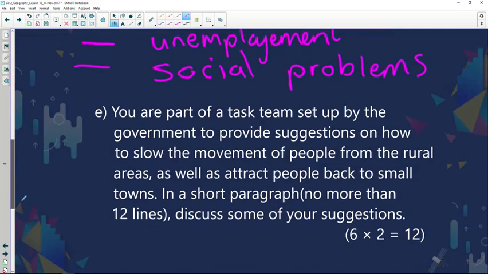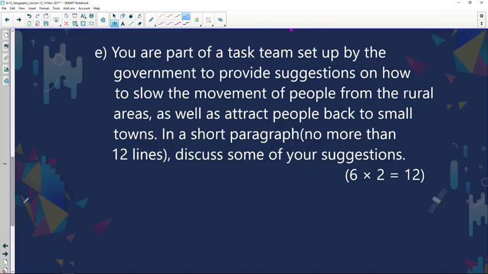Now the next question is a paragraph question. If you look at the mark allocation, please, when you do get a question like this in your question paper, make sure you answer it in paragraph form and not in bullet form. Now the question states, you are part of a task team set up by the government to provide suggestions on how to slow down the movement from rural areas as well as small towns to cities, and rather attract the people to stay there.